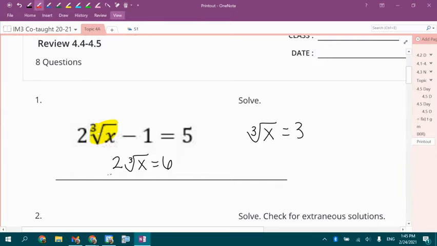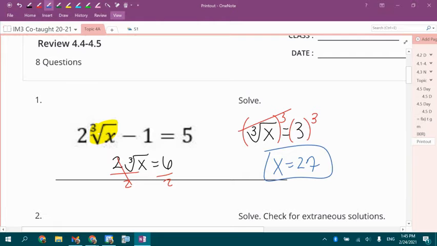Again, how did I get that? I divided both sides by 2. Last step here, remember, the inverse of cube rooting is cubing. Okay, so to get rid of a cube root, I must cube both sides, leaving me with the answer 3 cubed, which is going to get me 27 in this case. Okay?